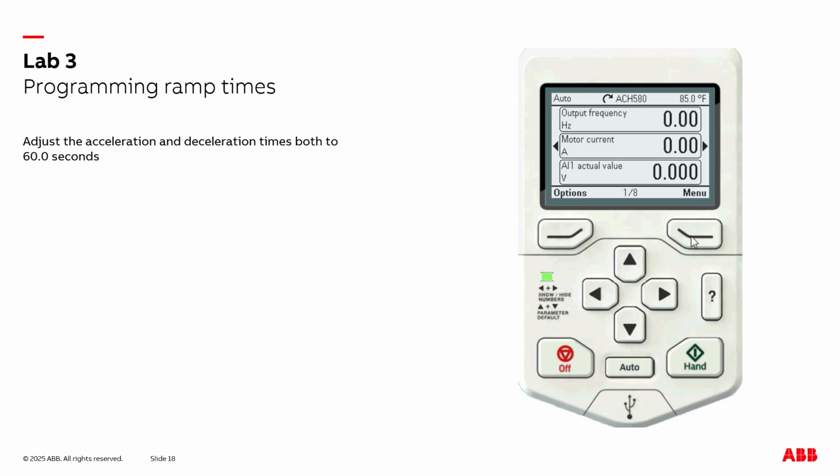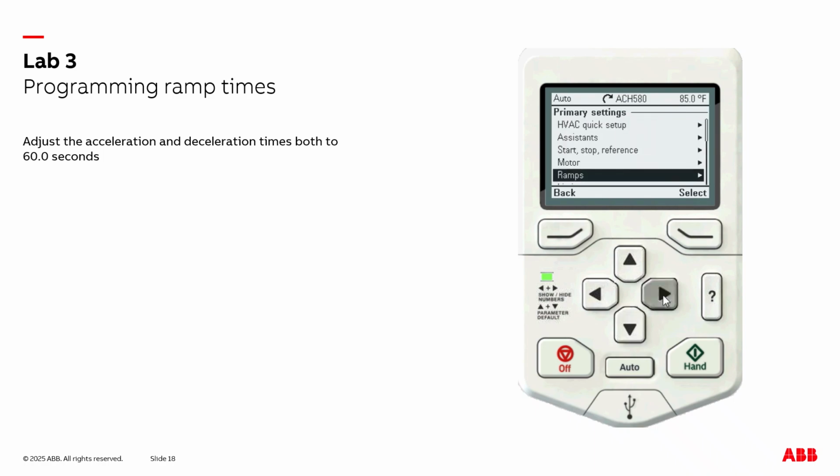All right, like we've done in the past, I'm going to go to primary settings and I'm going to go down to ramps. And right here at the very top, I have my accel time and then my decel time. So I'm going to adjust each of these from 30 seconds, the default setting, to 60 seconds.